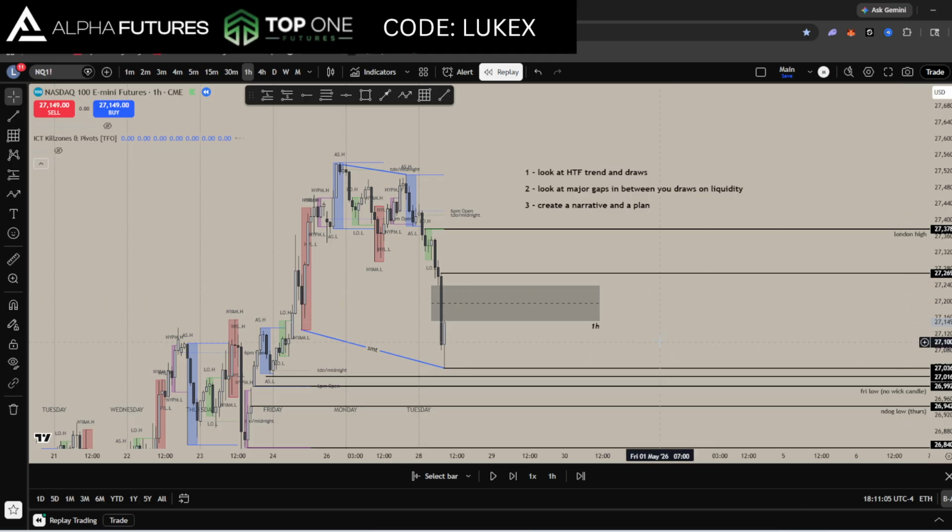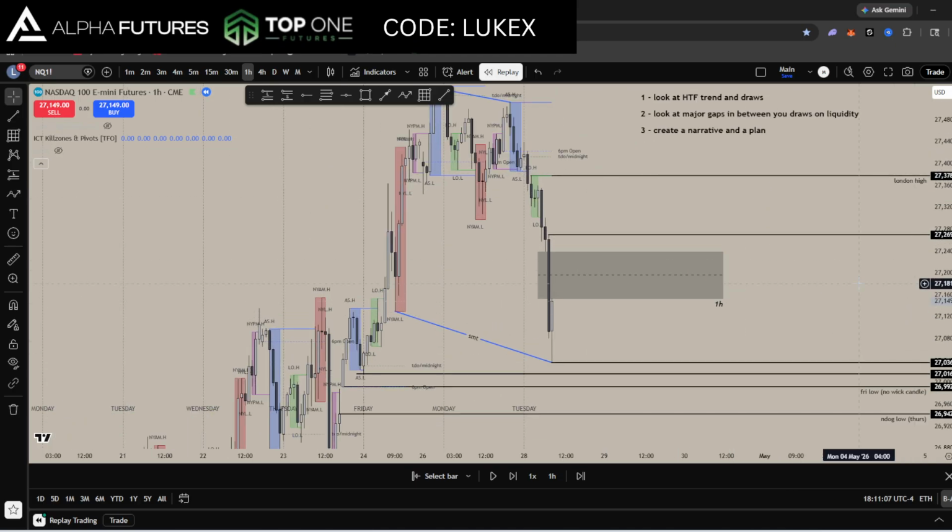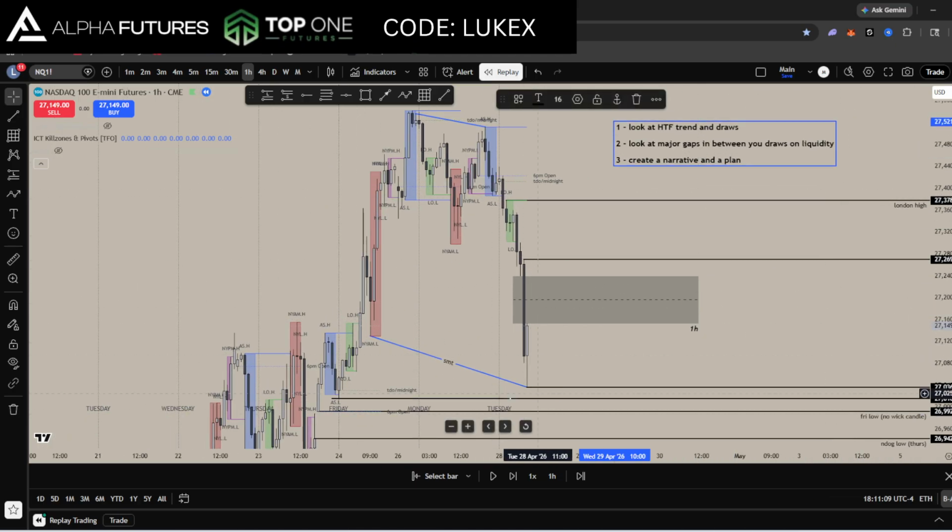So coming into the day, I know my higher time frame trend is bearish. I have more draws below, but I do have some draws above. Now you're looking for the major gaps in between your draws on liquidity.